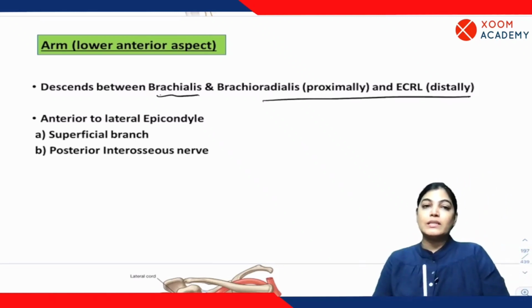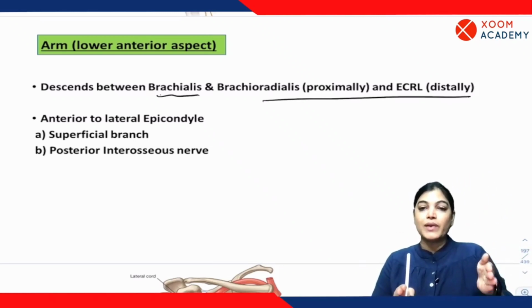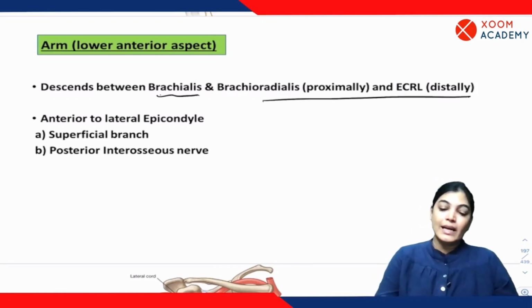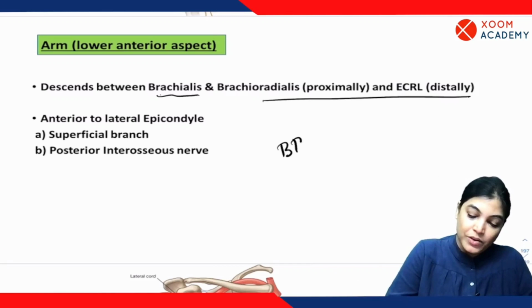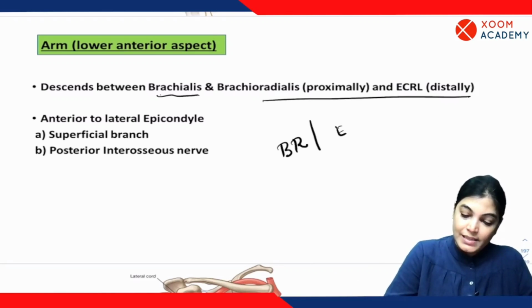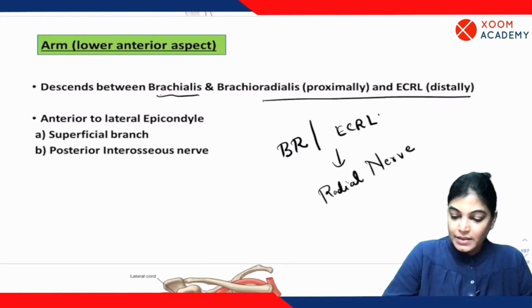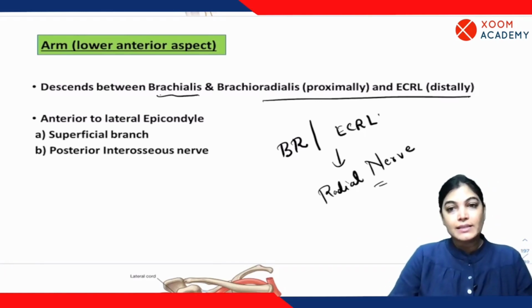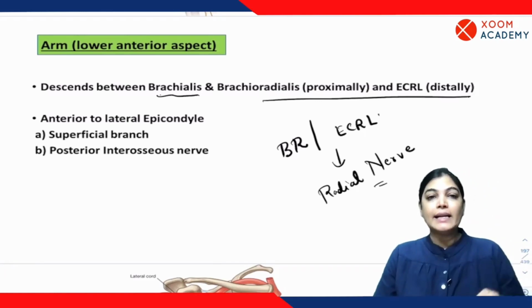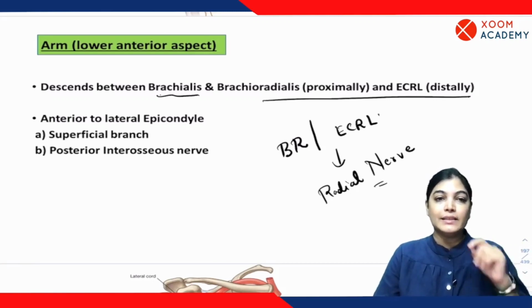So it is traversing between one of the muscles of the anterior aspect of the arm and two of the muscles of the extensor group, brachioradialis and extensor carpi radialis longus. In this context, I would like to tell you that these are the two muscles, BR for brachioradialis muscle and extensor carpi radialis longus muscle. These are the two muscles which directly get innervation from the radial nerve.